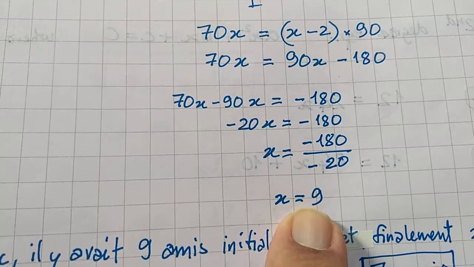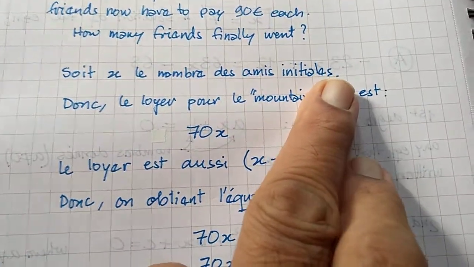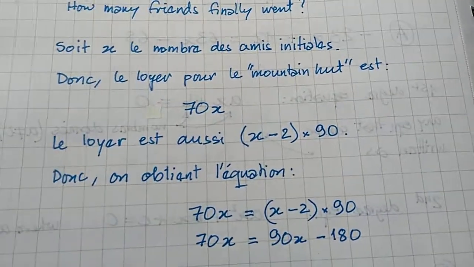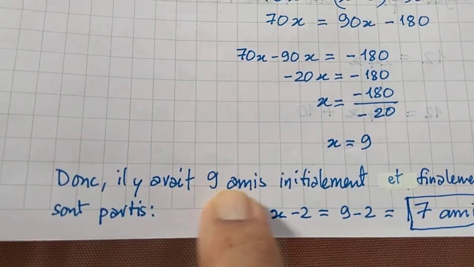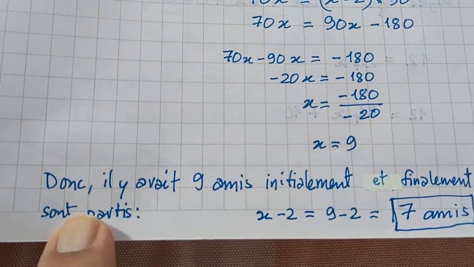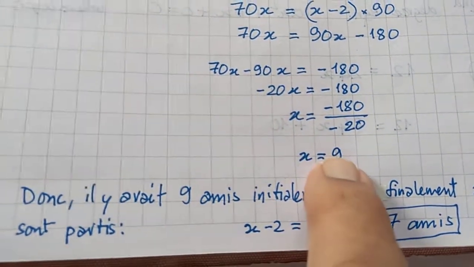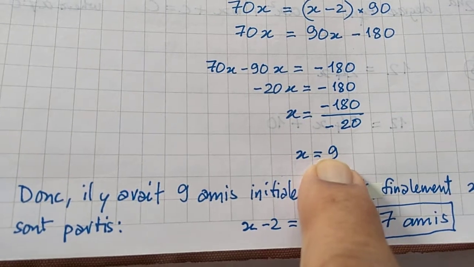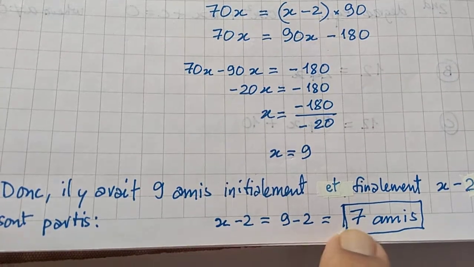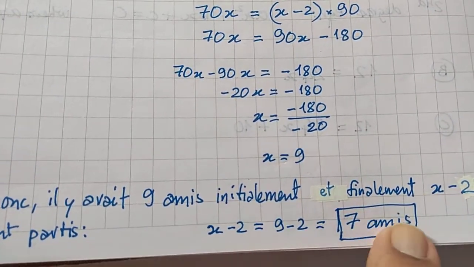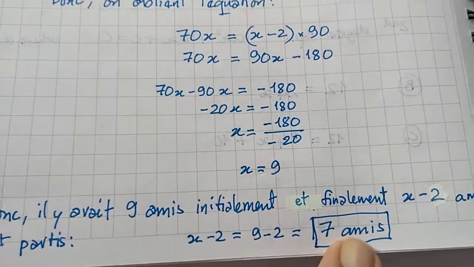So what is x? What is 9? 9 is the number of friends who initially decided to go. Donc il y avait 9 amis initialement et finalement sont partis x moins 2. Two fewer people went than 9. So 9 minus 2 is equal to 7 amis. So finally the answer is 7 friends went. How many friends finally went? The answer is 7 friends.